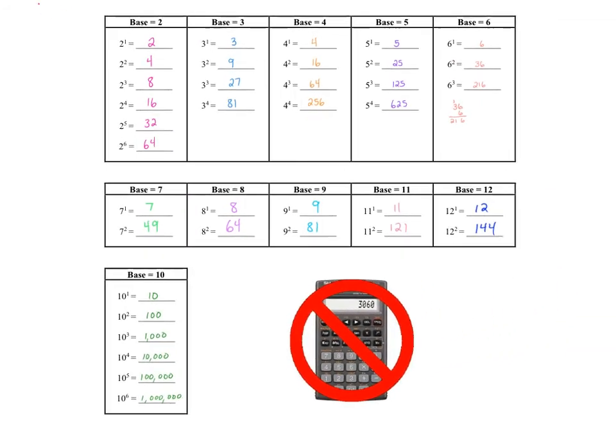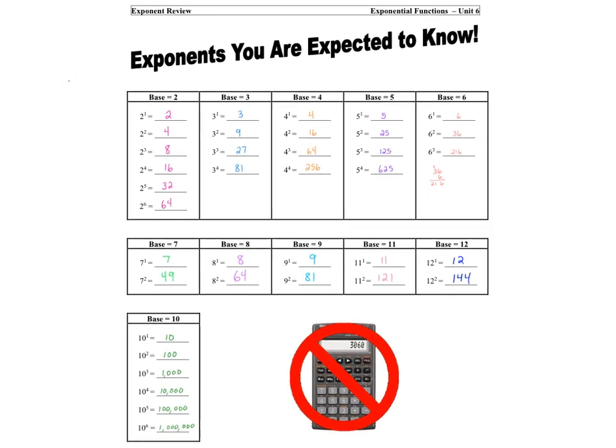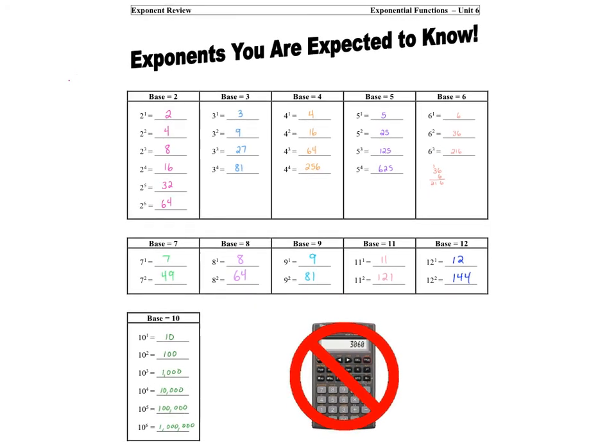So these are all exponents that you really should be able to do in your head without having to use a calculator. And you could be given a question like me asking you, what is 5 to the 3? So you would need to know that that's 125.